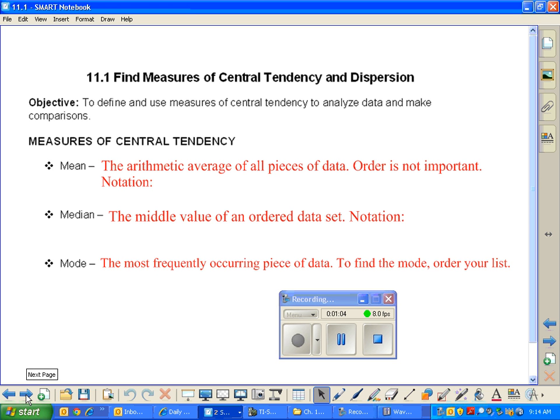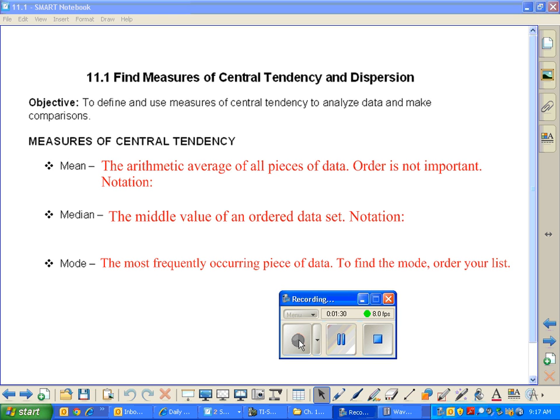The first set of vocabulary for today's lesson deals with measures of central tendency. In other words, numbers in the middle of your data set. Central tendency means in the center. So specifically, we mean mean, median, and mode. I'll give you a second to copy down those definitions, and then we will talk about them. Again, these are measures in the middle of your data set.